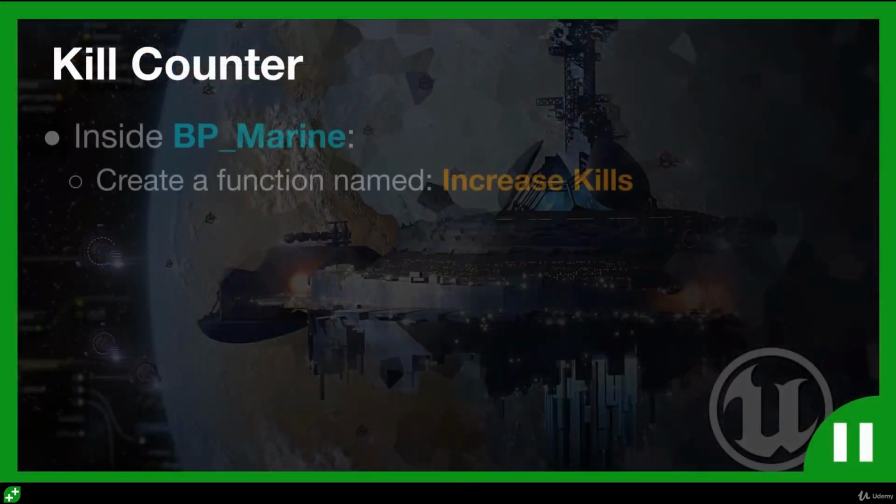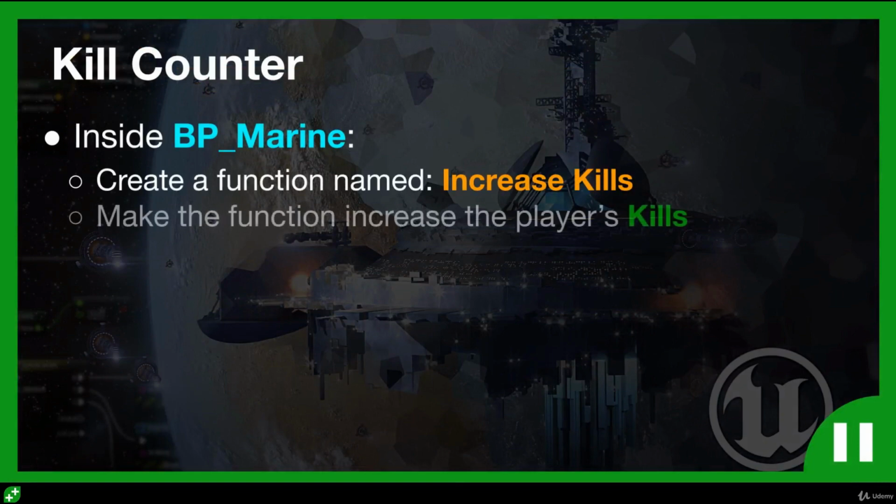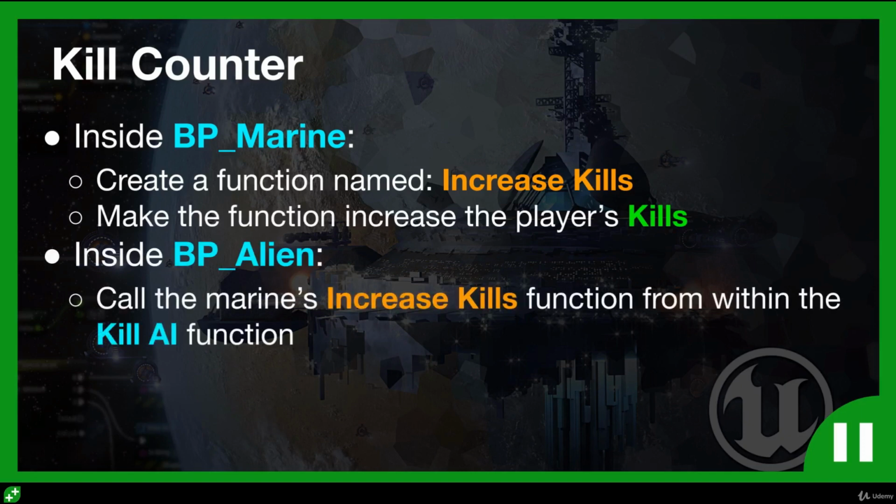Inside your Marine blueprint, create a new function called increase kills. Within this function, you simply want to increment the Marine's variable named kills. Then within your alien blueprint, call the Marine's increase kills function from within the alien's kill AI function. So whenever an alien gets killed, the kill counter will increase. And it's already bound on the player's HUD, so we should see this working immediately. So pause here to set up the kill counter.